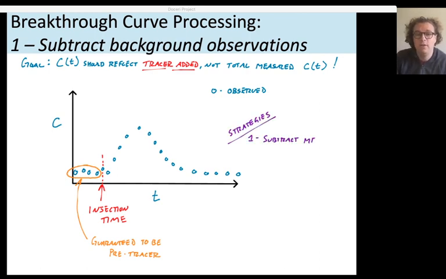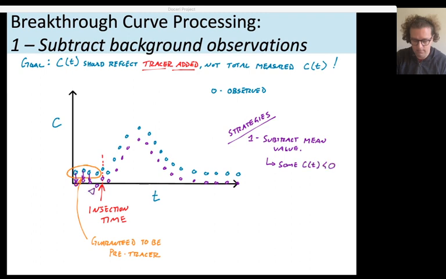Now there are a few strategies for background correction. One strategy that I've seen is to take the average concentration of those background samples and subtract it from each site. And so I'm showing that here in purple. And the idea of doing this is you take the average of, in this case, the points that are circled in orange. That's the average concentration pre-tracer, and you subtract the average.